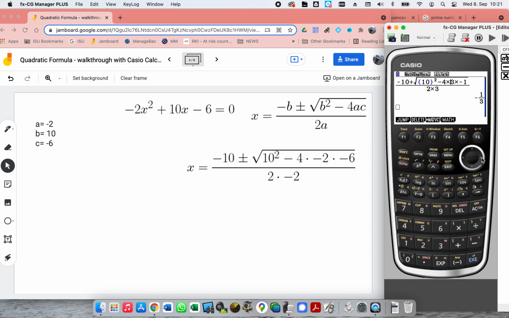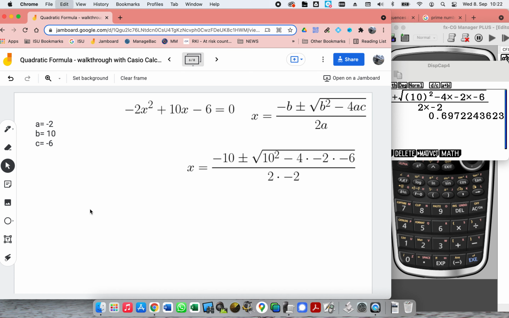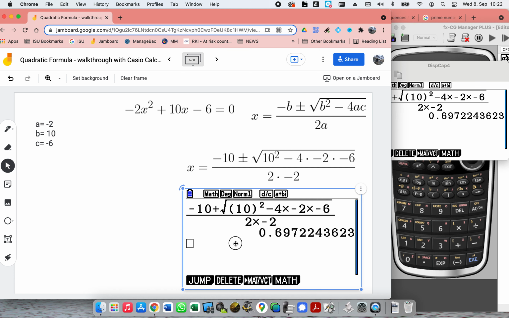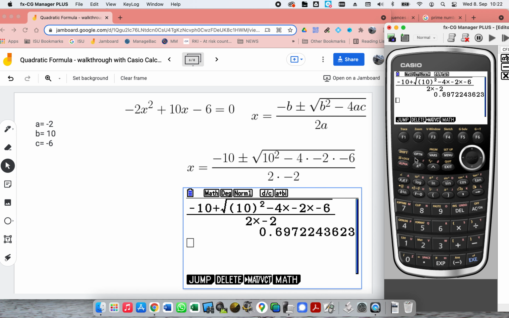A here is minus 2 instead of 3, minus 2, and C is minus 6. And A, I just need to change to minus 2. So there's my first solution. You can round that to whatever you want to.